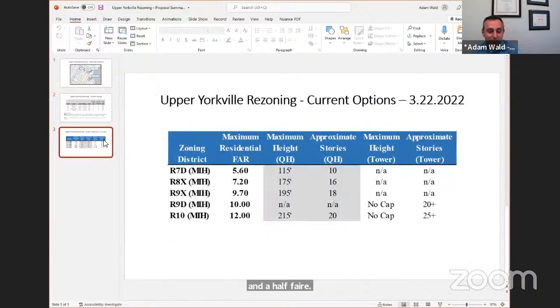And I had originally, and we'll go to the next slide, I originally contemplated 10 and 12 FAR projects, but at the suggestion of your wise co-chairs, I added R7D, R8X, and R9X zoning options. We can get into the financial merits of R7D and R8X at a later juncture. You may recognize the R9X zoning because that was featured in the recently passed NoHo rezoning.